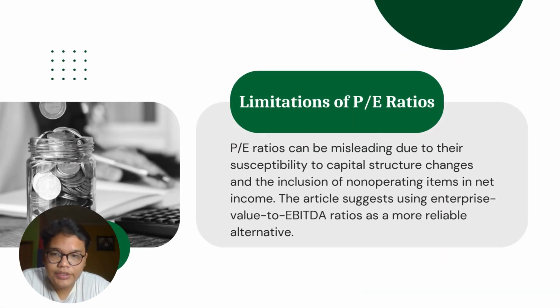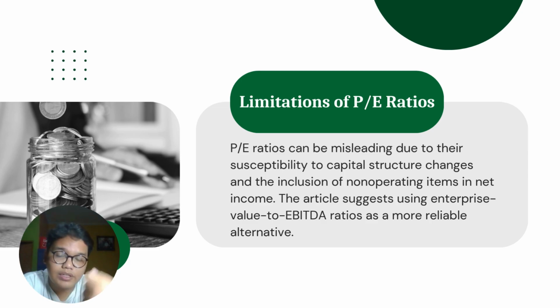The last one is the limitation of the P/E ratio, the P/E ratio that we are using very frequently. The P/E ratio can be misleading due to its susceptibility to capital structure changes and the inclusion of non-operating items in net income. Net income is only used in the discounted cash flow.